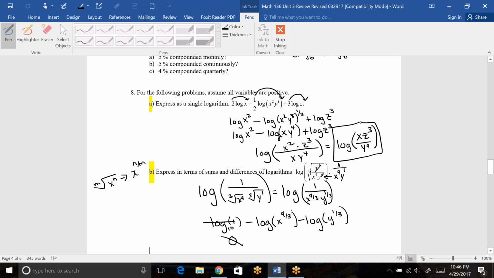So that means we're just left with these two. So then I pull my powers to the front and I'm done. So negative 4/3 log of x and negative 1/3 log of y.